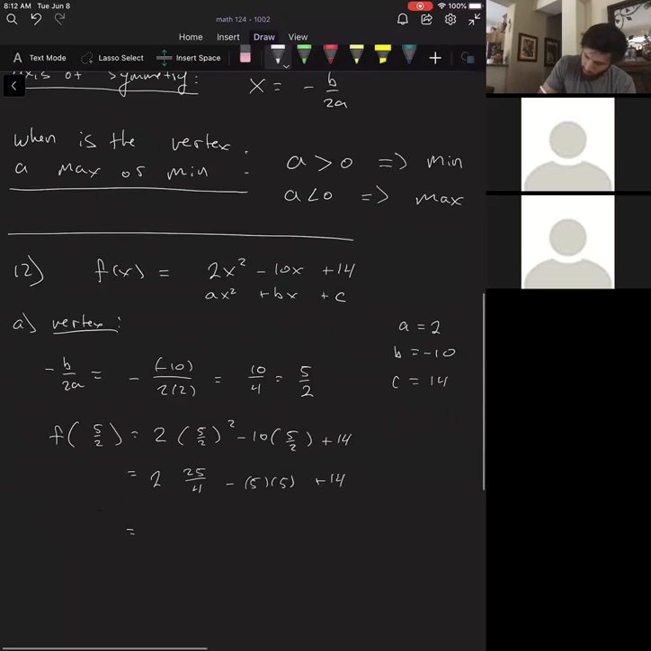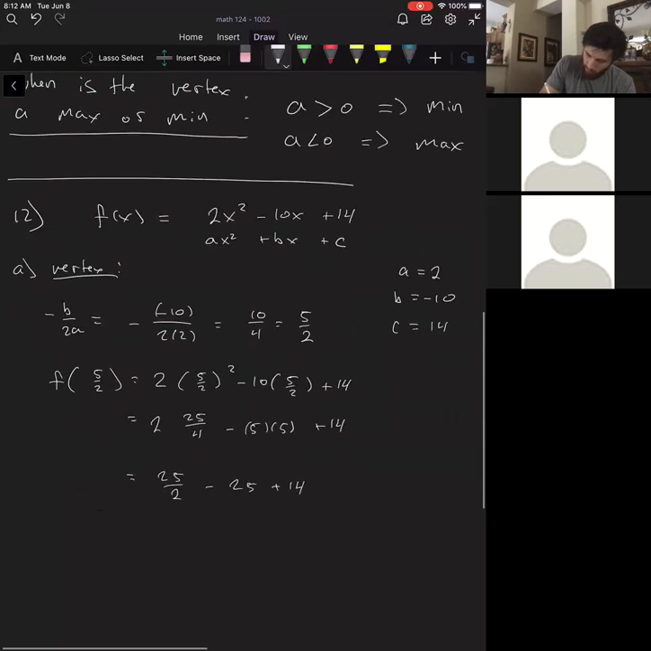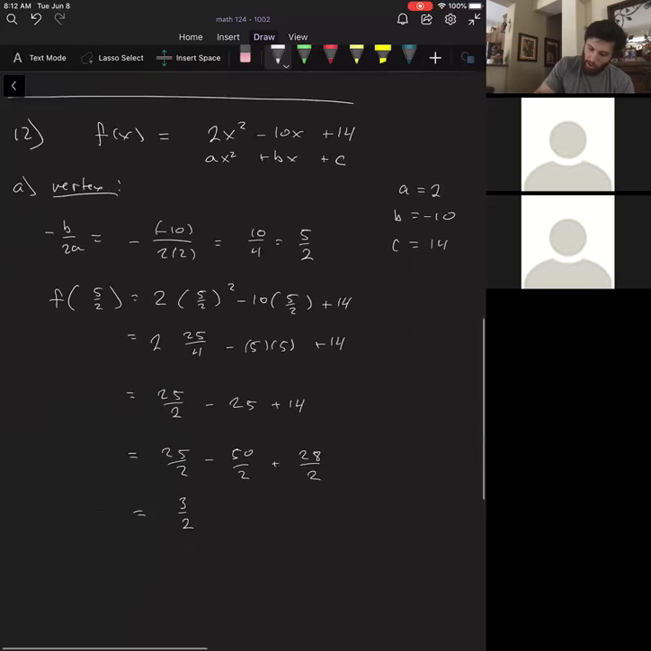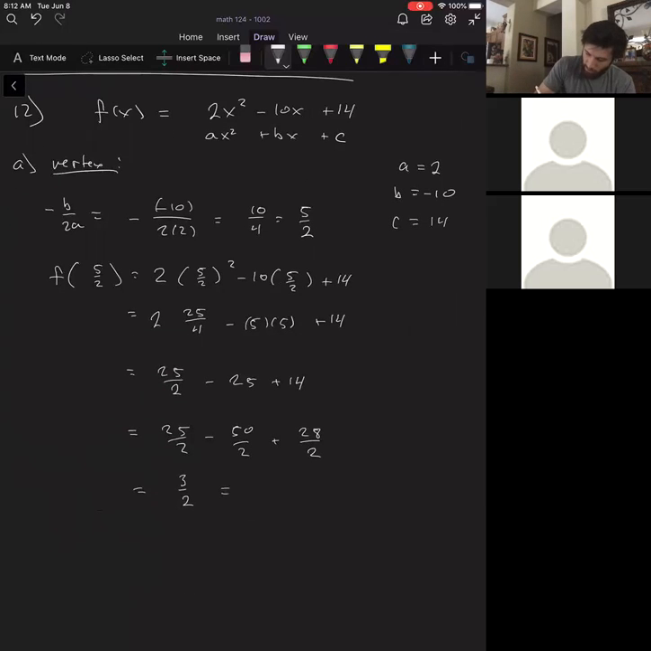Okay, so now this is going to be 50 divided by 4, or what we can say is 25 divided by 2, minus 25 plus 14. We need to get a common denominator. So 25 over 2 minus 50 over 2 plus 28 over 2. And so 25 minus 50, that's minus 25, plus 28 is 3, so 3 over 2. Again, this is equal to f of 5 over 2.